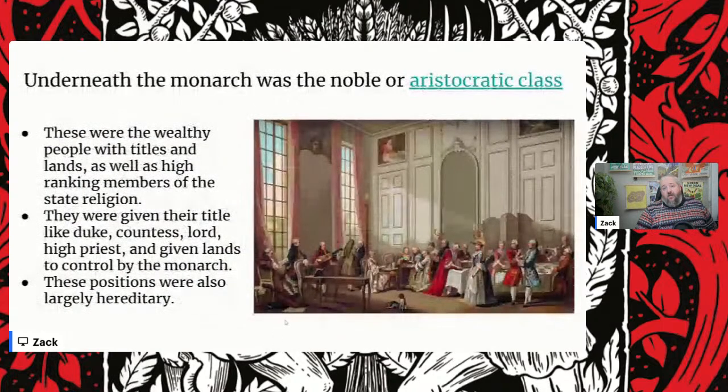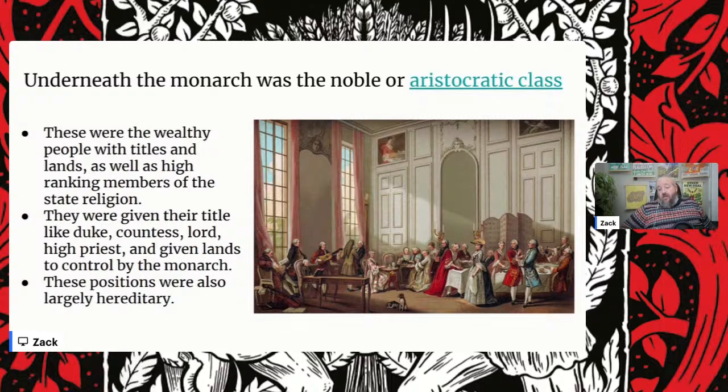All right, moving along. Underneath the monarch was the noble or aristocratic class. I have a link here that explains more about the aristocracy. Those were the wealthy people with titles and lands, as well as high-ranking members of the state religion. They were given their title like duke, countess, lord, high priest, etc., and given lands to control by the monarch. The monarch hands it to them. They get to do with it basically as they please. They're a little bit like a mini monarch for that tiny little fiefdom that they own.